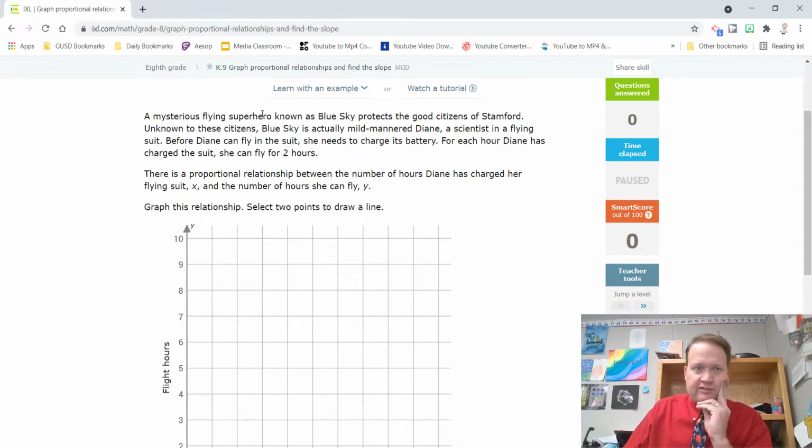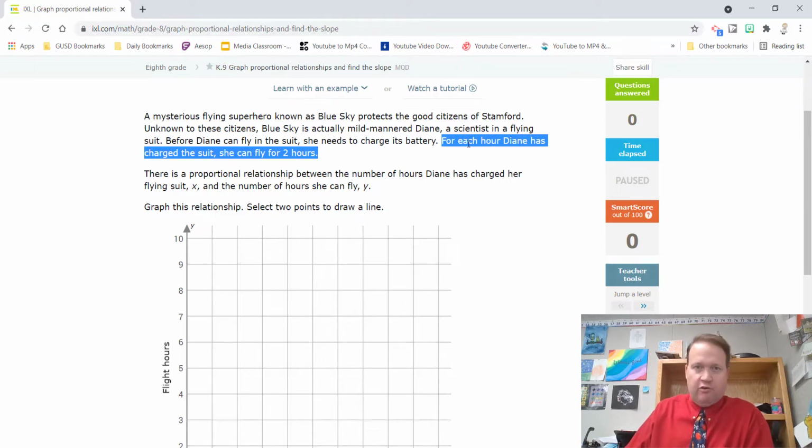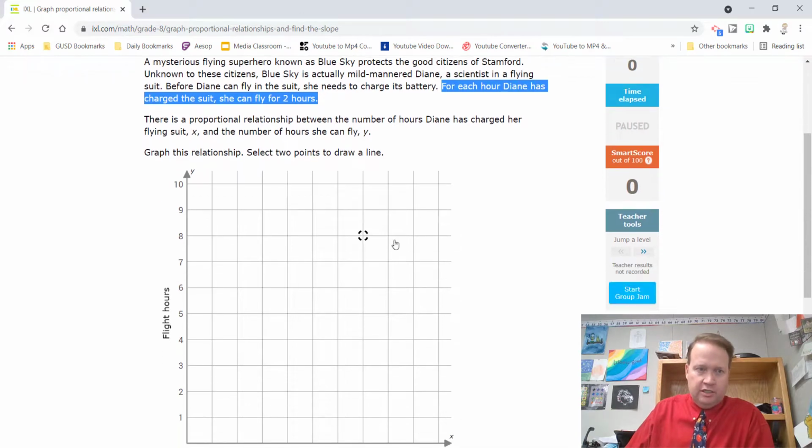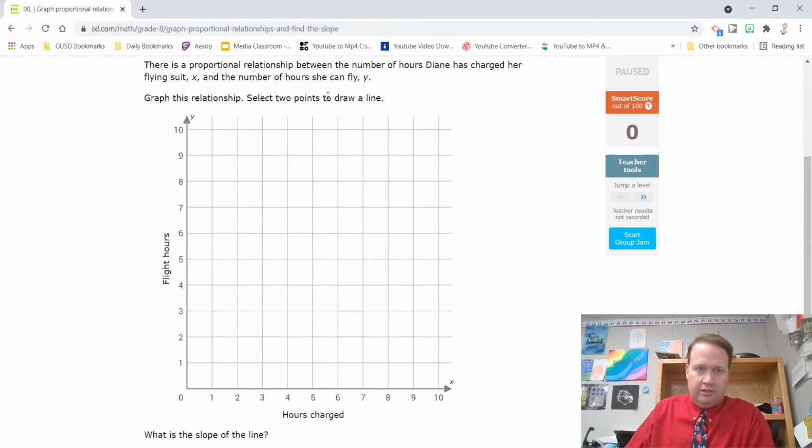It says a mysterious flying superhero known as Blue Sky protects the good citizens. And we're really looking for a number. We're looking for this here, and it's usually in the last sentence. It says for each hour Diane has charged the suit, she can go 2 hours of flying. So for 1 hour of charging, I can fly for 2 hours. And if I come down here, for 1 hour of charging, I can fly for 2 hours.